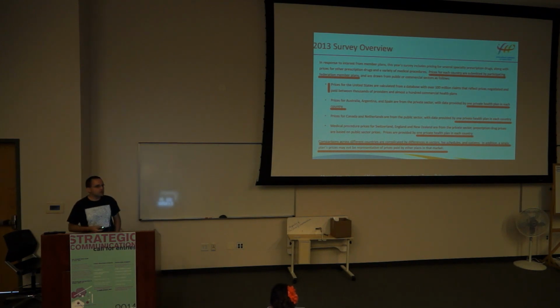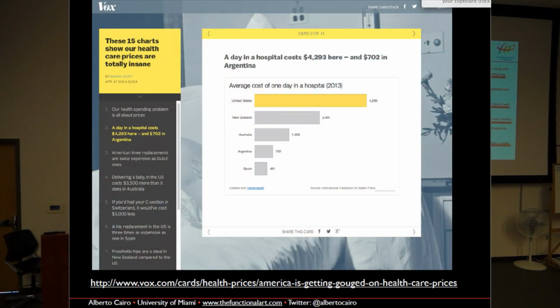Also, when Vox.com created the graphics, they made an outrageous mistake. Take a look at one of the graphics that they did. This graphic shows how much it costs to spend a day in a hospital in the United States, New Zealand, Australia, Argentina, and Spain. And the headline for that graphic is, a day in a hospital costs $4,000 here and $700 in Argentina. I said, sure, but salaries in the United States are much higher than salaries in Argentina. So those things are not comparable.